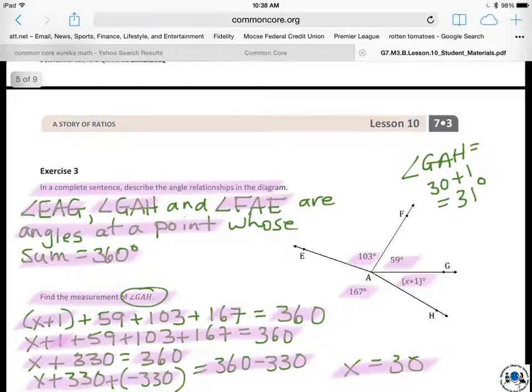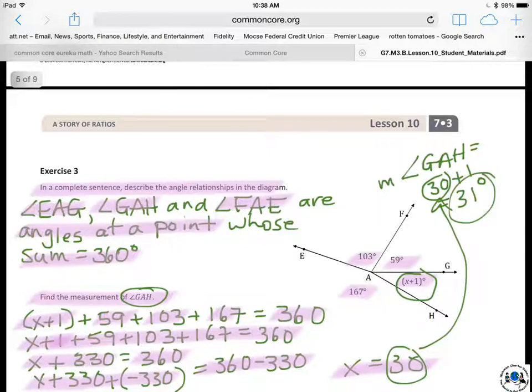Now, the final task was to actually find the measurement of angle GAH. The measure of GAH is x plus 1. So it's going to have to be 30 plus 1, because we substitute our 30 into there. 30 plus 1 equals 31 degrees. So the measurement of angle GAH equals 31 degrees.